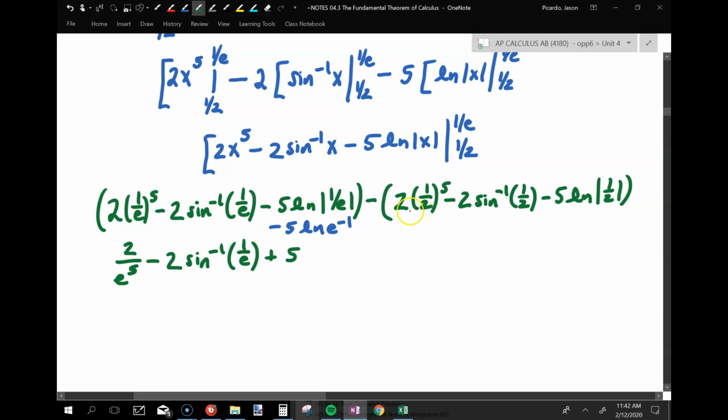Then I got 2 over 1/32, so I have minus 1/16. And then I have plus 2 sine of a half. Oh, wait, this is one I should know, right? We said that this was 30 degrees, pi over 6. This is 2 pi minus pi thirds. This is just natural log of a half.